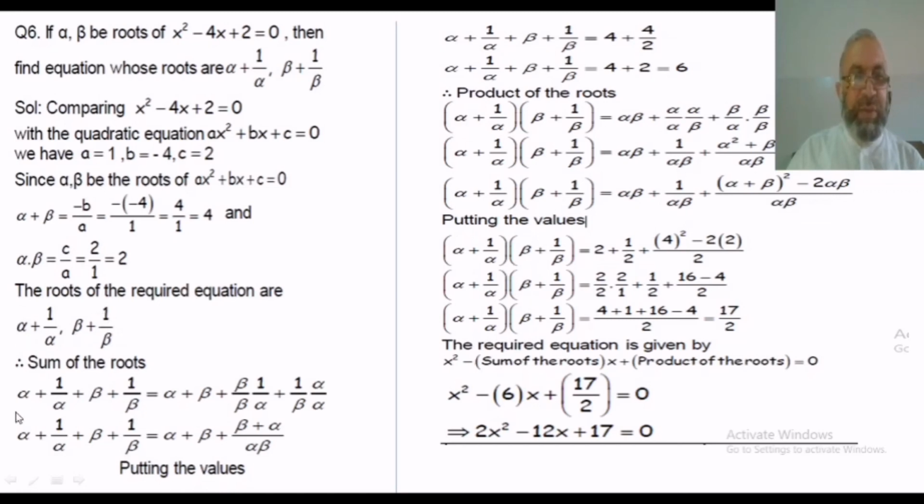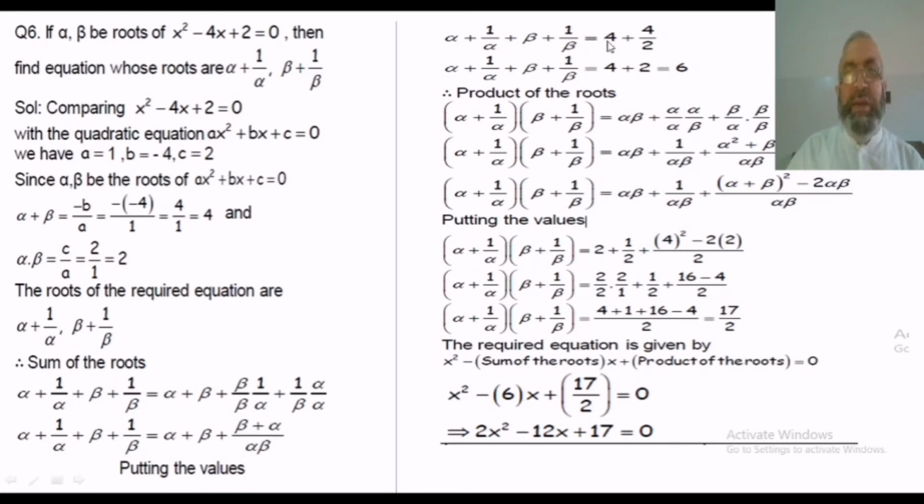So the sum of the roots becomes alpha plus 1 over alpha plus beta plus 1 over beta. So we write first alpha plus beta, plus the next two terms, 1 over alpha plus 1 over beta. Alpha beta is the LCM. So by taking alpha beta as the LCM, we get alpha plus beta, beta plus alpha. So we get two symmetric functions. Alpha plus beta, we have the value. Alpha beta product form. So putting the values.